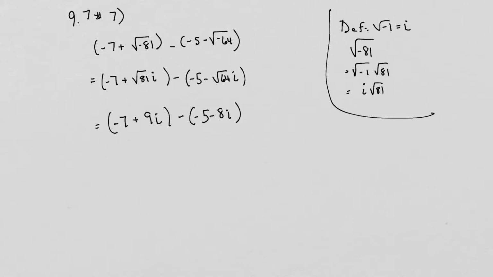Okay. So once you've done that, all you have to do is distribute this minus sign right here. So you have the -7 plus 9i, and then you have minus -5, so that becomes plus 5, and minus -8i, so that becomes positive 8i. Then you combine like terms. -7 plus 5 is -2. 9i plus 8i is 17i.